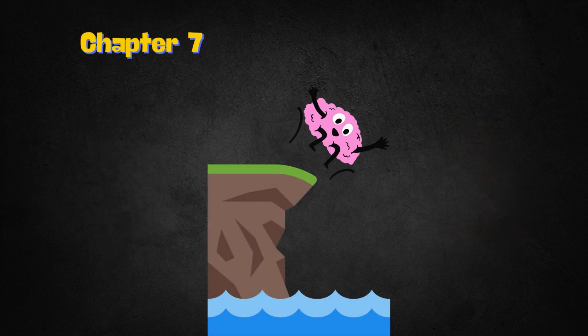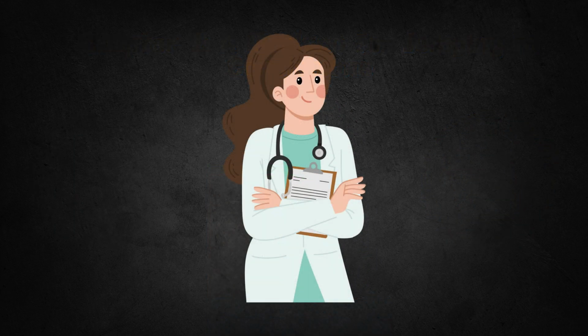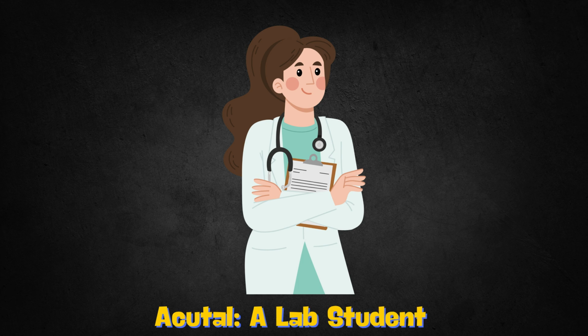Chapter 7. A Machine for Jumping to Conclusions. Example: if someone wears a lab coat, you might assume they're a doctor or scientist without checking further. We tend to make quick assumptions based on stereotypes, often leading to errors.